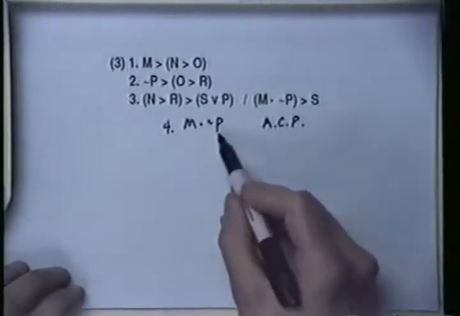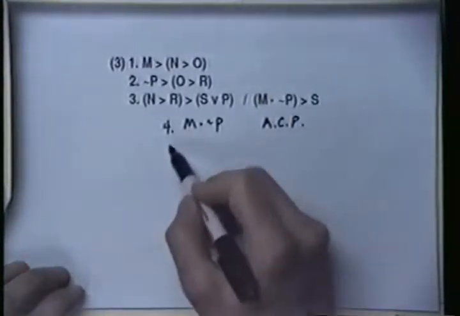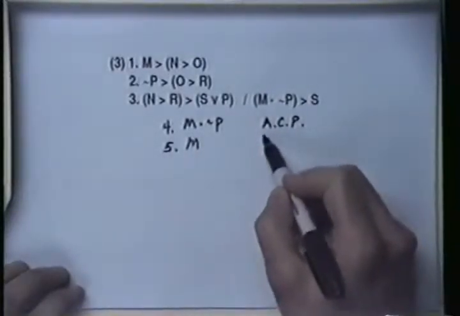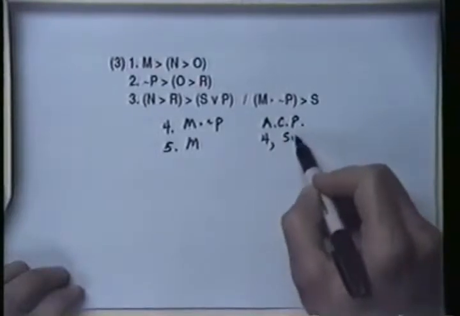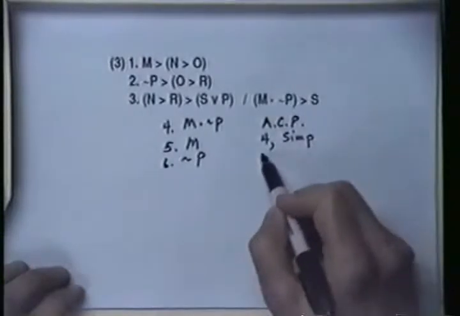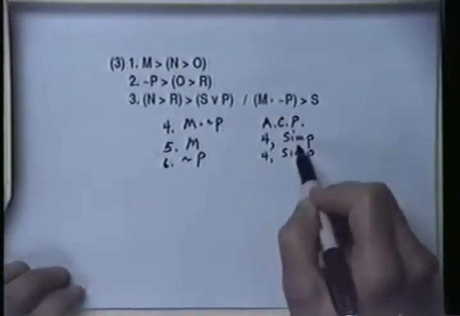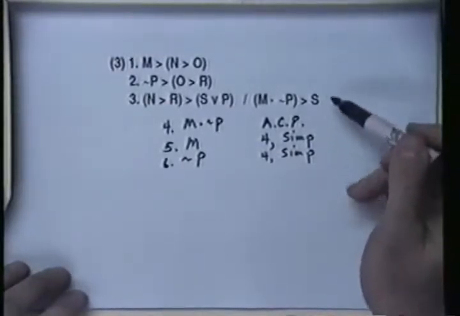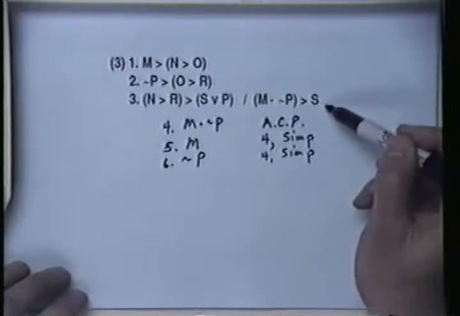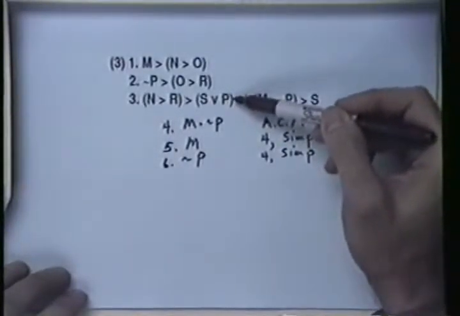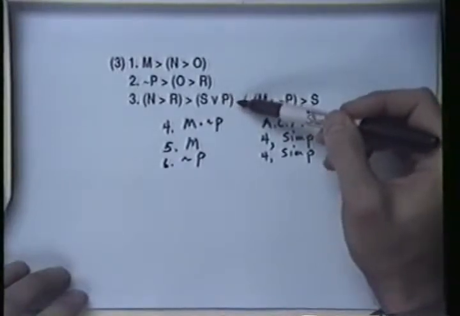Now we undoubtedly need to break this up so that we can avail ourselves of both the M and the not P separately. So let's do that. We'll get line 5 from 4 simplification, and similarly a not P by line 4 simplification. Now what are we hunting for? Our goal sentence now is the S. And so we look through the premises and find out that S occurs here in line 3, and that's its only occurrence. So we're going to have to get into line 3 here in order to get the S.